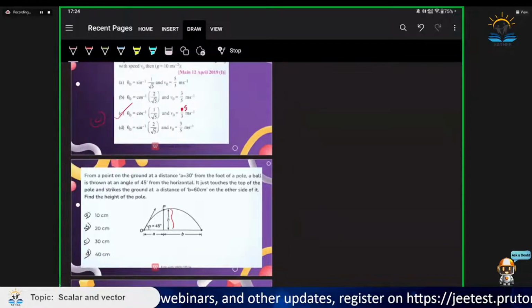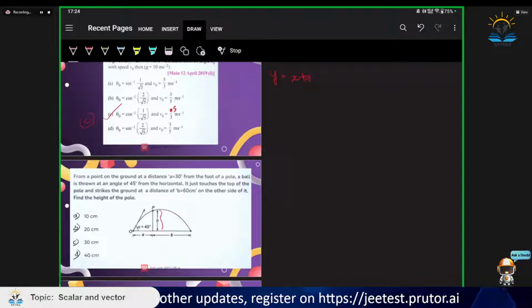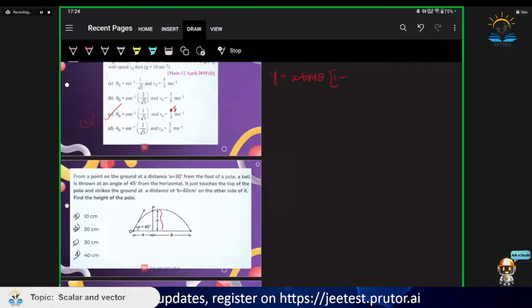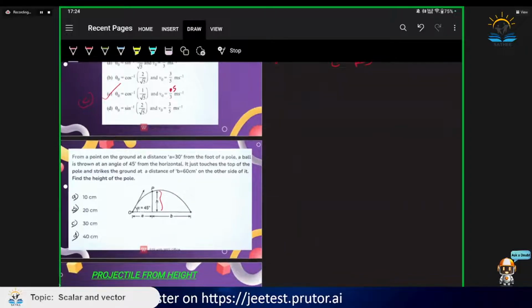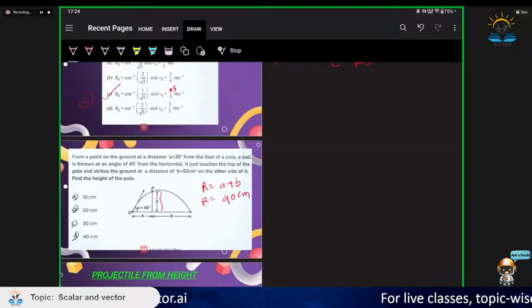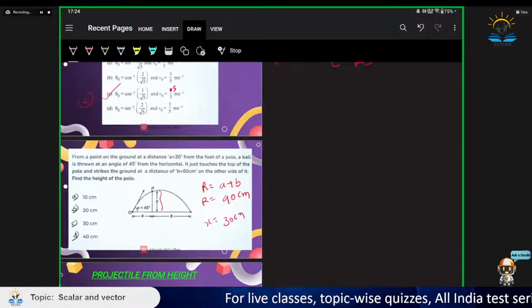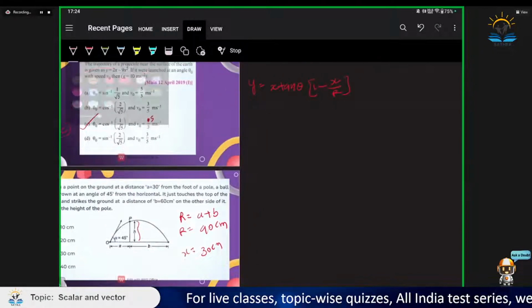Okay, we have the second equation of trajectory: y equal to x tan theta into 1 minus x by R. Here we know what R is. How? Because here range will be a plus b. So range will be, here a is 30, b is 60, 90 centimeter. So we know range and we know x will be a. X is a, right? So 30 centimeter.